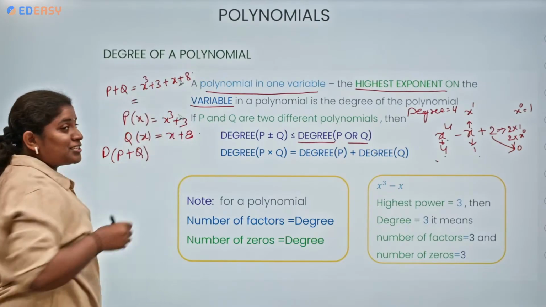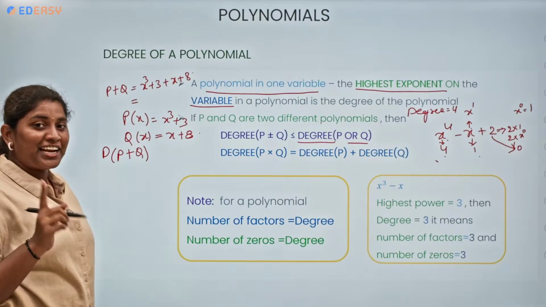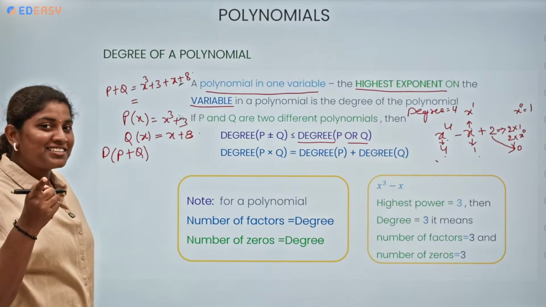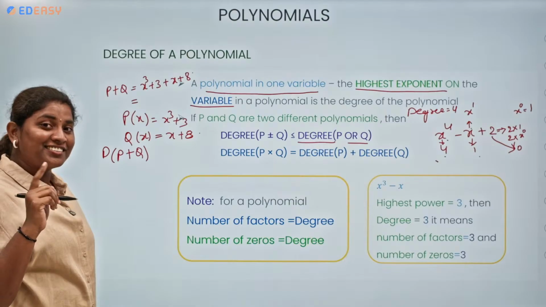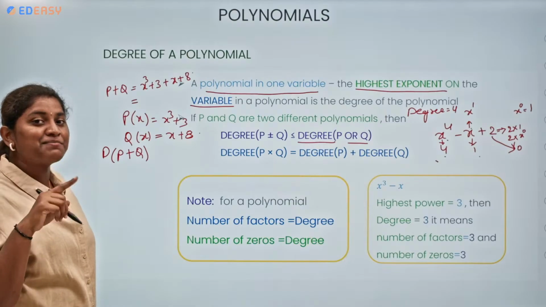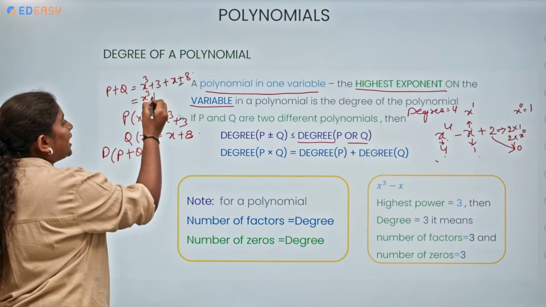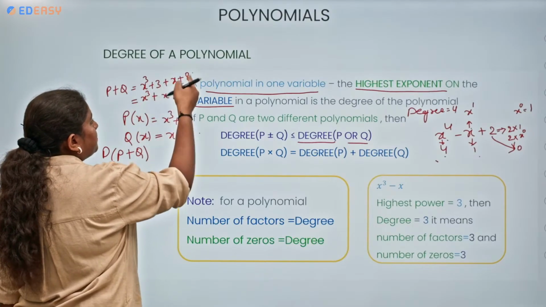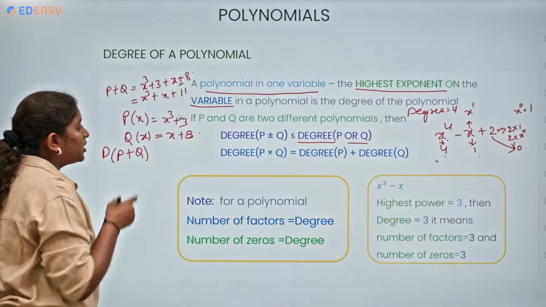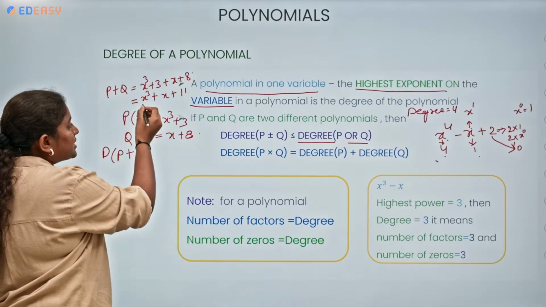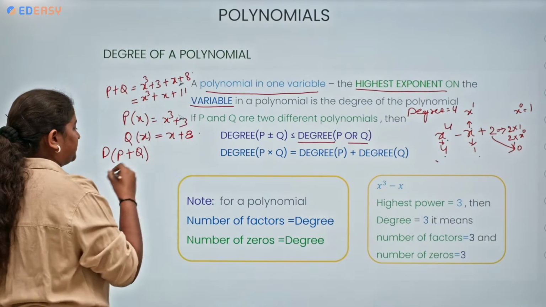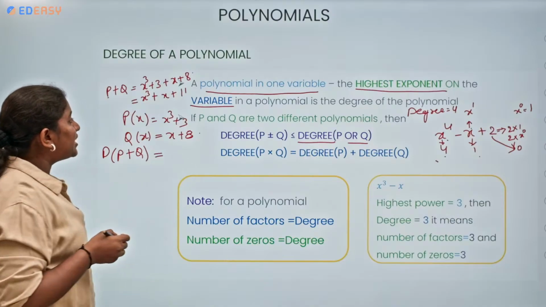So in algebraic expressions, we add like terms and subtract like terms, right? So now the resultant will be x cube plus x, and 3 plus 8 will be 11. Okay. So we got p plus q as x cube plus x plus 11. Now what will be the degree here?